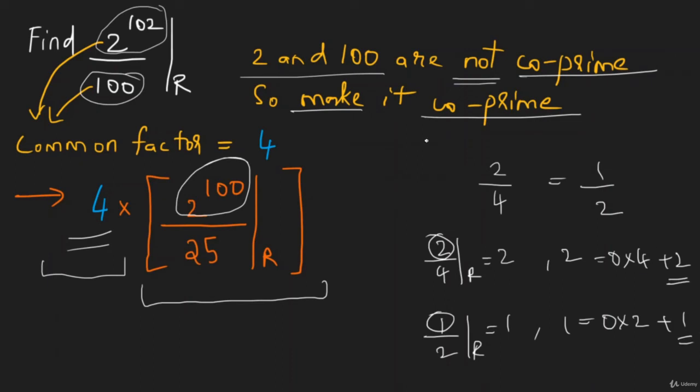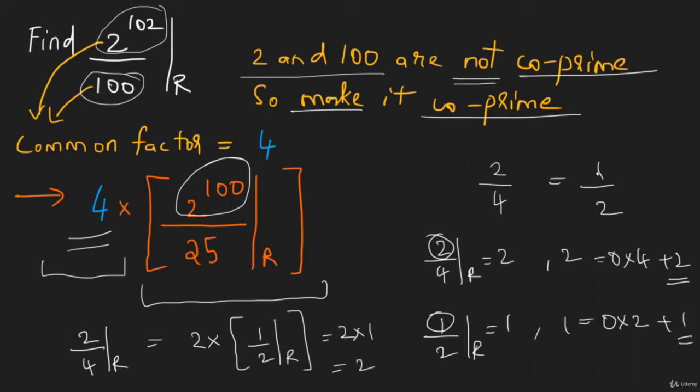So if you find 2 by 4 remainder, and if you take out 2 both from the numerator and denominator, this becomes equal to 2 times 1 by 2 remainder. In that case, you get 2 into 1, which is 2, and you can see that the answer over here and over here matches. It's the same, right?